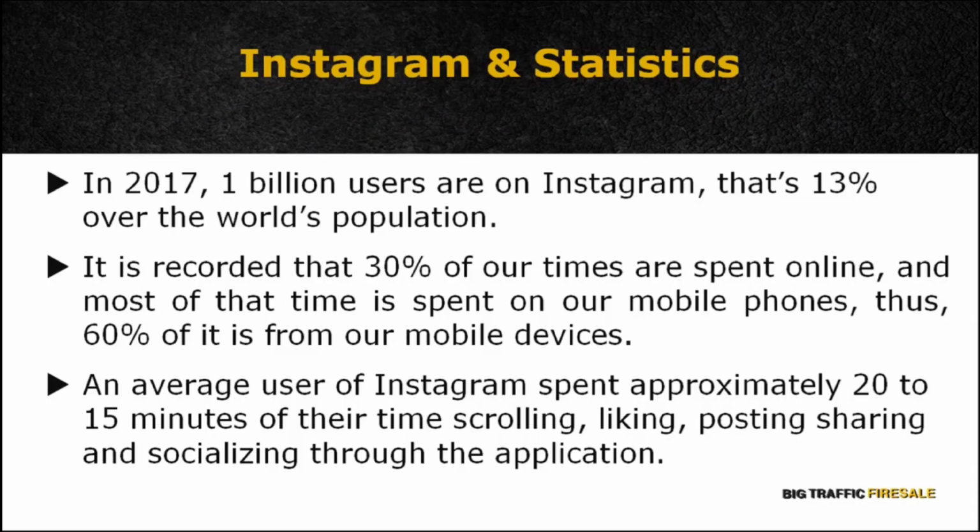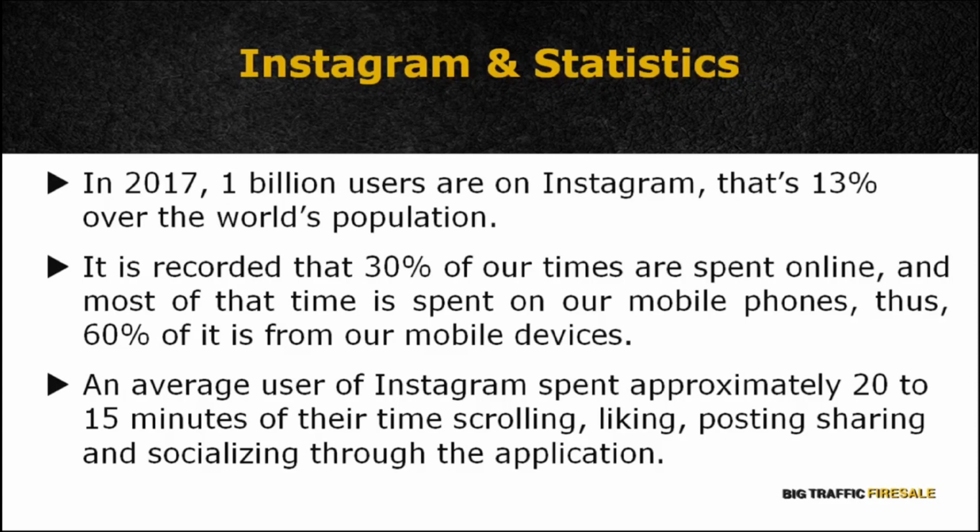In 2017, 1 billion users are on Instagram. That's 13% of the world's population. That's not all. As of today, the number of people spending their time on social media is rising. It's recorded 30% of our time is spent online, and most of it is spent on our mobile phones. Thus, 60% of it is from our mobile devices. It means the total hours spent on social media has overtaken the time spent on eating and socializing in person.